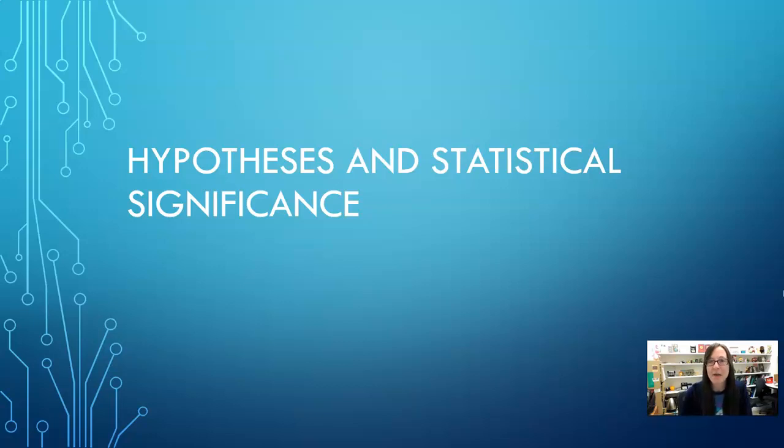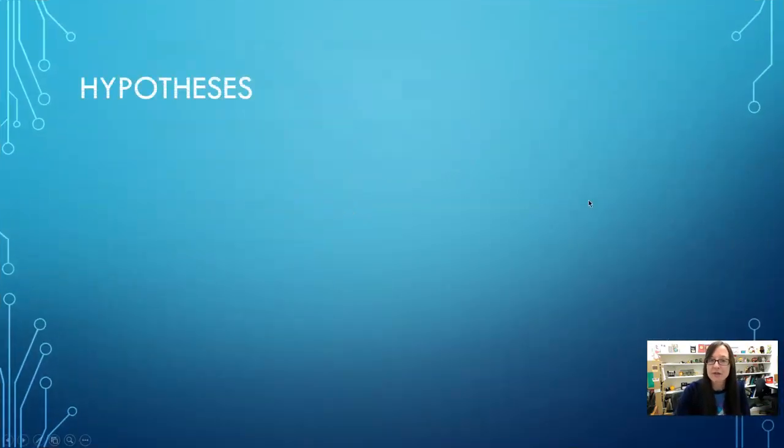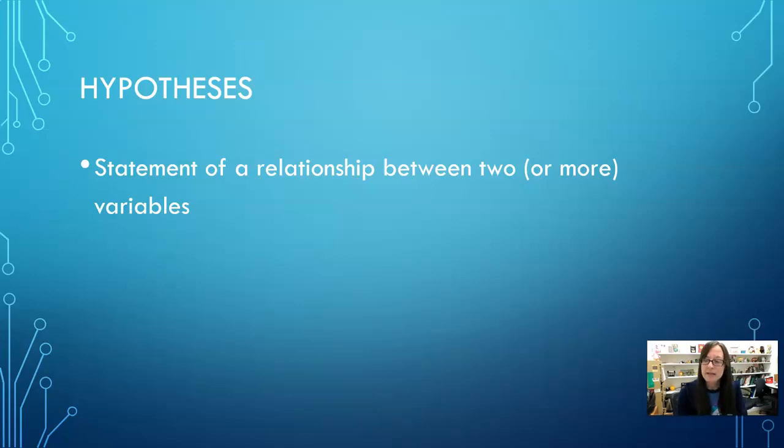Today, we're going to talk about hypotheses and statistical significance. So let's start with hypotheses. And just so you know, hypotheses, spelled S-E-S, that's just the plural of hypothesis, which is singular. So a hypothesis then is a statement of a relationship between two or more variables.